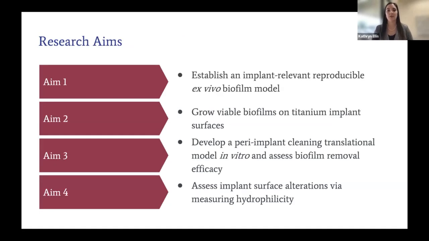The aims of our research were to establish an implant-relevant, reproducible ex vivo biofilm model, then use this model to grow viable biofilms on titanium implant surfaces. Then we developed a peri-implant cleaning translational model in vitro to assess biofilm removal efficacy. We also assessed implant surface alterations by measuring hydrophilicity.